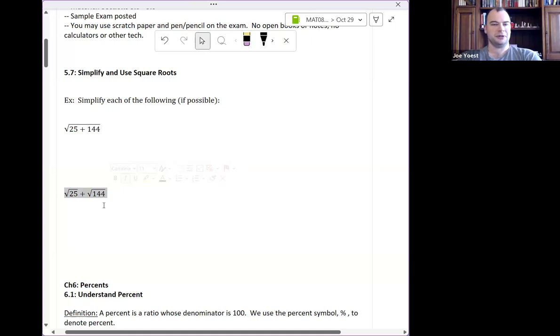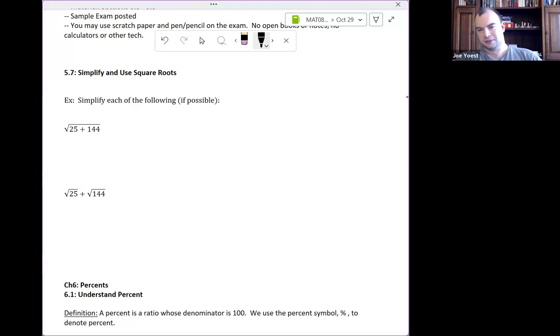And the other is the square root of 25 plus the square root of 144, where we have two different square roots added together. So the square root of the sum versus the sum of the square roots. Here we should probably remember that we have order of operations: parentheses, exponents, multiplication and division, addition and subtraction.